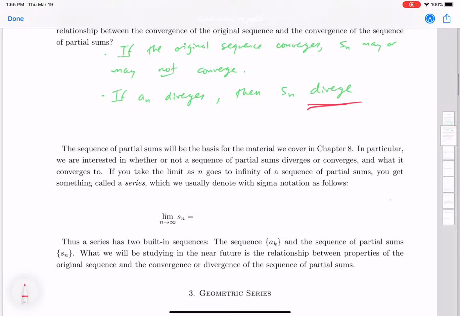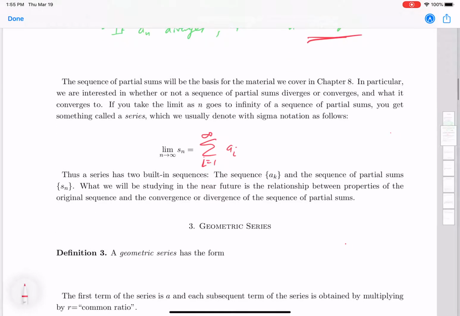So this sequence of partial sums is the basis for what we're going to cover in Chapter 8. In particular, we're interested in whether or not a sequence of partial sums diverges or converges, and if it converges, what it converges to. And if you take the limit as n goes to infinity of a sequence of partial sums, you get something called a series, which we usually denote with sigma notation that looks like this lovely thing. Sum i equals 1 to infinity of a sub i. That notation should look familiar to you because it looks pretty similar to stuff we used for Riemann sums and taking the limit of Riemann sums as they go to infinity.